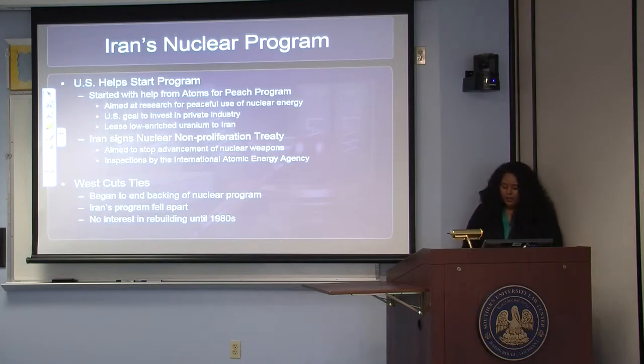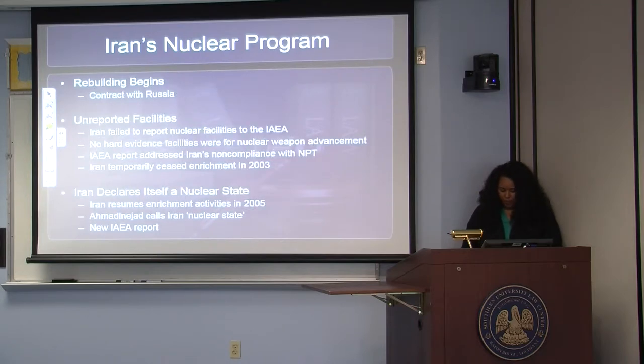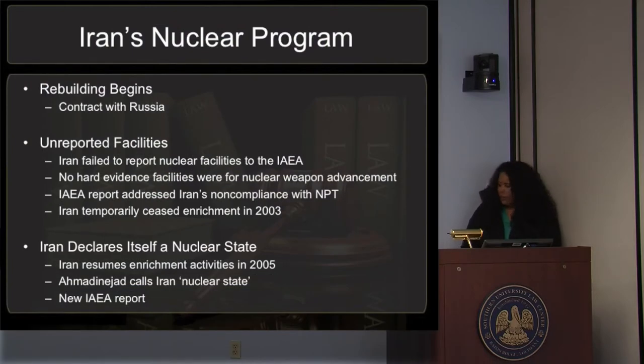In the 1970s, when the Iranian Revolution began, the West removed its backing of Iran's nuclear program, which caused it to fall apart. Iran didn't show interest in rebuilding until the mid-1980s. In the 1990s, with Ayatollah Khamenei in power, Iran began rebuilding its nuclear program. It entered into a contract with Russia, where Russia would complete construction on two nuclear reactors. The Clinton administration unsuccessfully attempted to get Russia to call off the agreement.